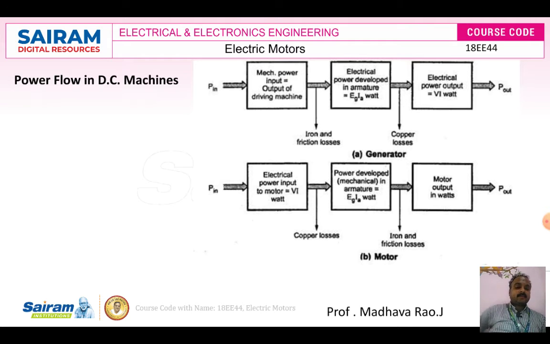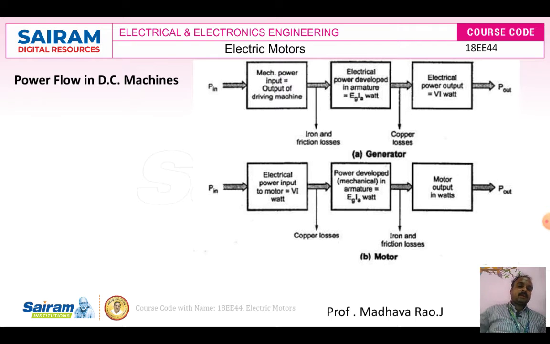As I said earlier, a generator converts mechanical to electrical energy. So here we need to give mechanical power input to the generator. First, you see the first block: mechanical power input is equal to the output of the driving machine, the prime mover, a turbine if we take it. It is coupled to the generator. So the mechanical output of the turbine is the mechanical power input to the DC generator.